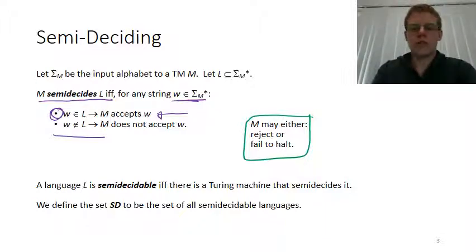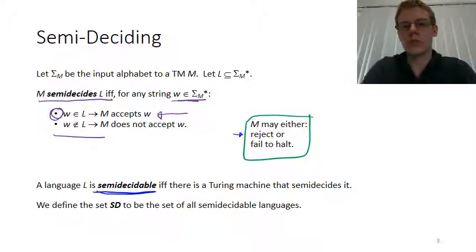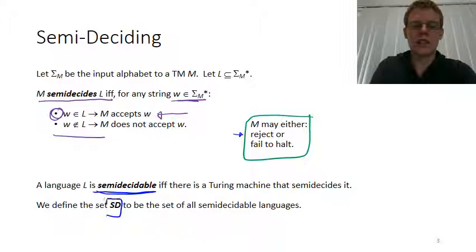We can see immediately from this that every deciding Turing machine fits our definition for a semi-deciding Turing machine, because they all just reject in the case of a string not in the language. So we can see that this is a relaxed definition. Now we say that a language is semi-decidable if and only if we have a Turing machine that can semi-decide it, just like we did before with the definition of the decidable languages. And in this case, we have our set of all semi-decidable languages, SD. And our big question will be whether or not they're really just the same set.